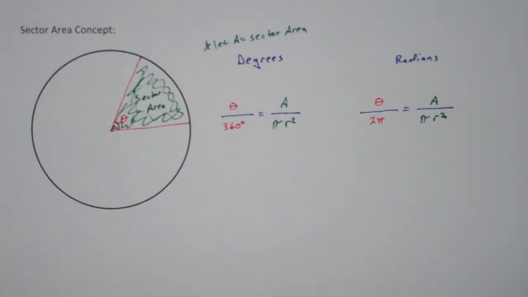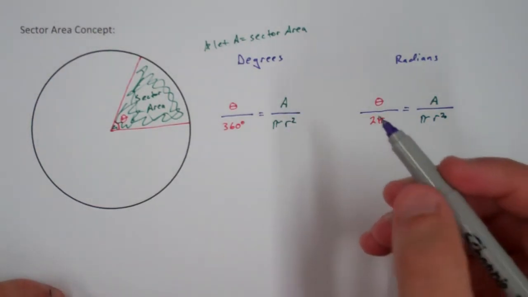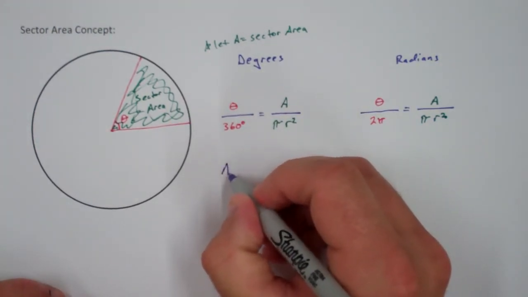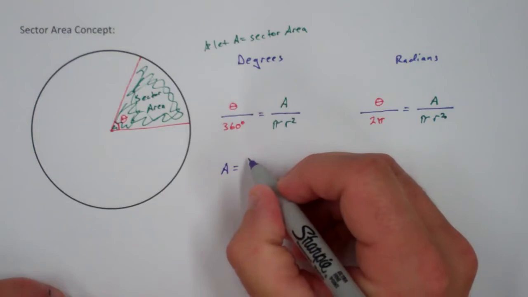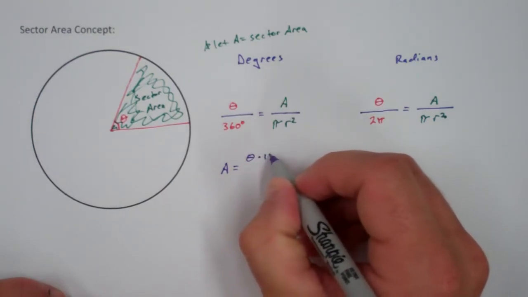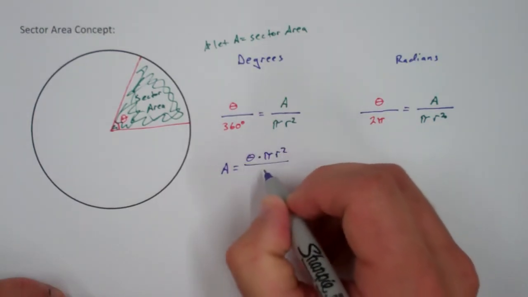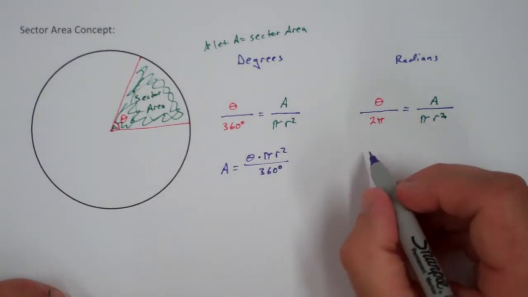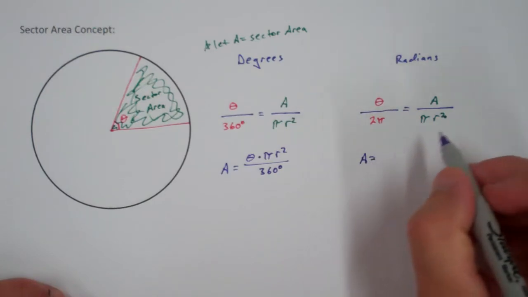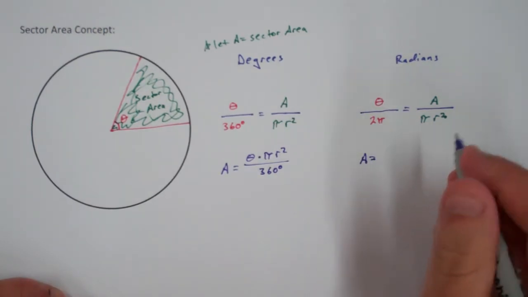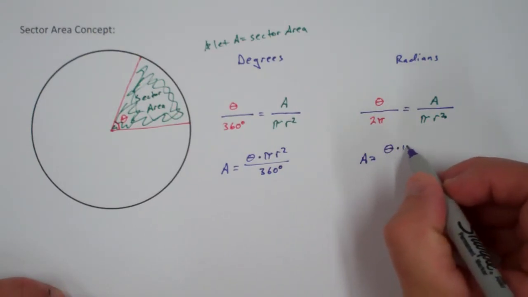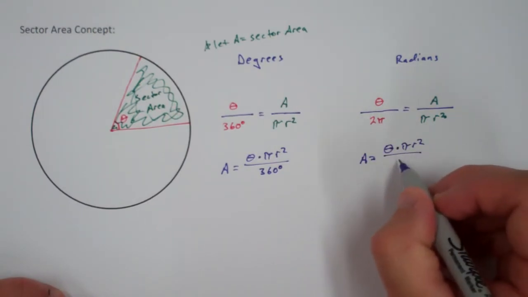And we're going to work with this a little bit. We're talking about the sector area, so usually the A is solved for in these types of problems. So we need to multiply by pi r squared on each side. So we're going to have A is equal to theta times pi r squared over 360 degrees. And then on the right hand side, we'll have A is equal to, we still multiply by pi r squared. And so that'll give us theta times pi r squared over 2 pi.